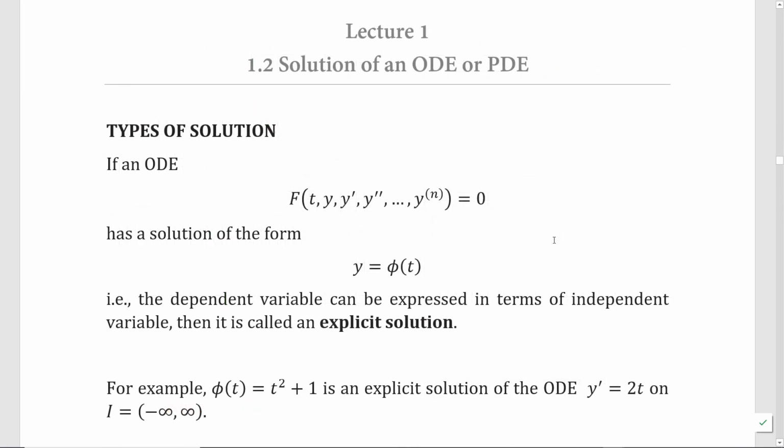Types of solution. If an ODE has a solution of this form, where the dependent variable is explicitly expressed as a function of the independent variable, then it is called an explicit solution of the ordinary differential equation. For example, phi of t equals t squared plus 1 is an explicit solution of the ordinary differential equation y prime equals 2t on the interval negative infinity to positive infinity.